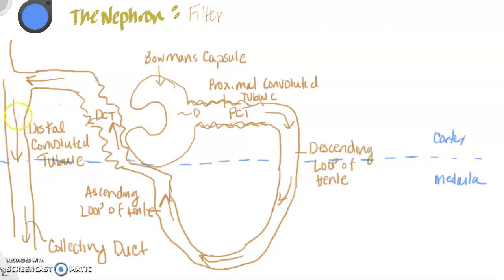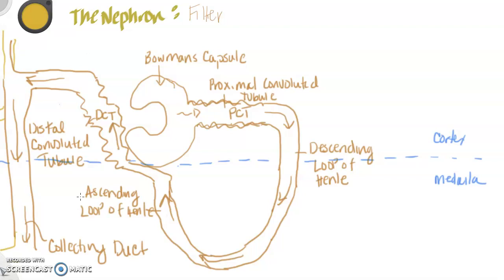Another thing you might want to notice, which I didn't put here very well, but not at all, but the collecting duct will have more than one nephron to it. So there may be one here, one here. So a collecting duct will accept urine or filtrate from various nephrons.